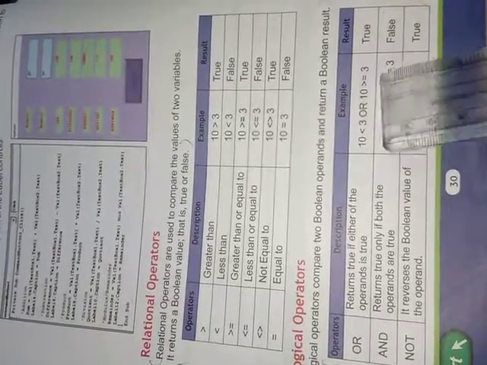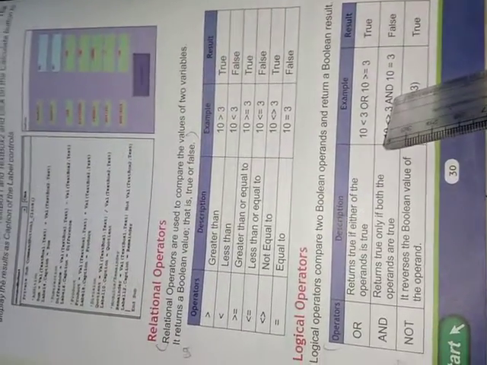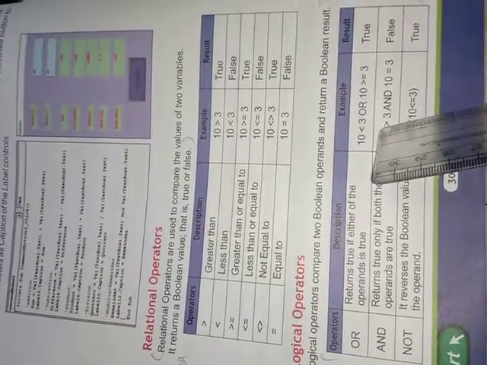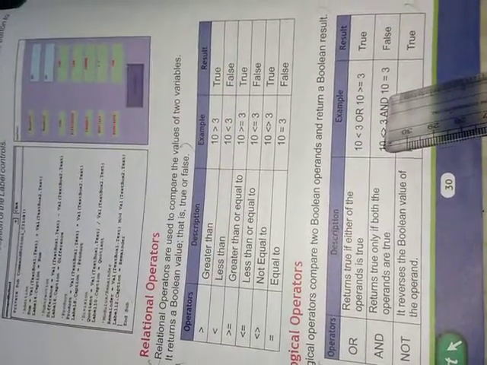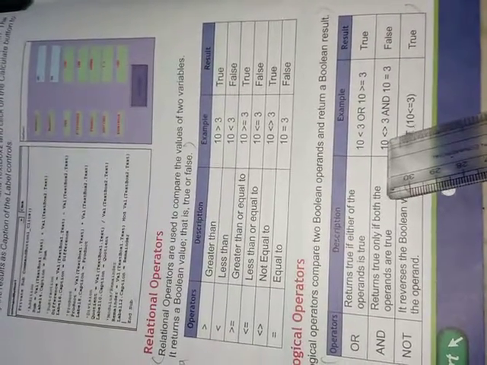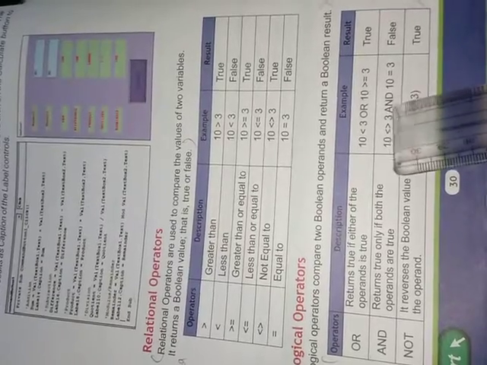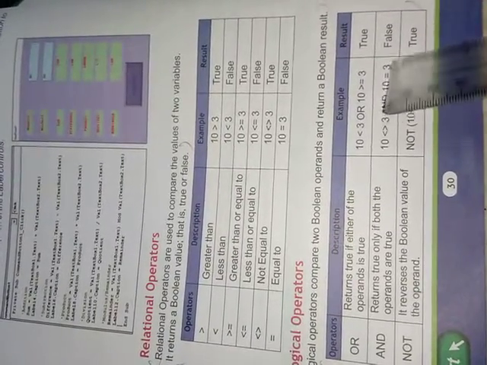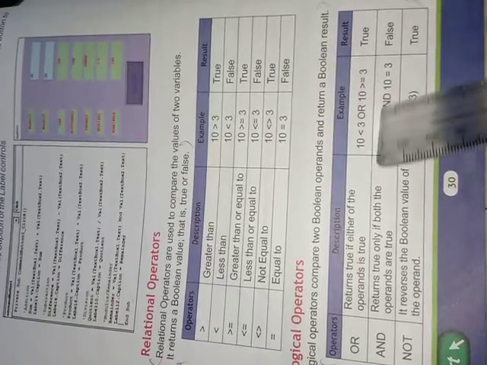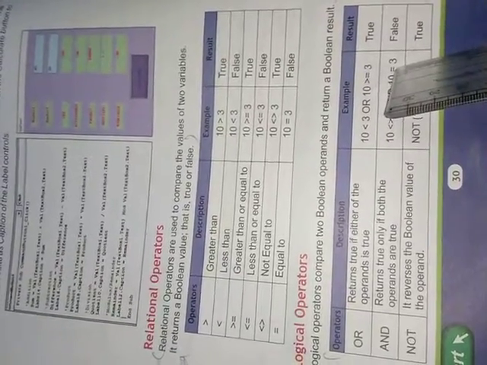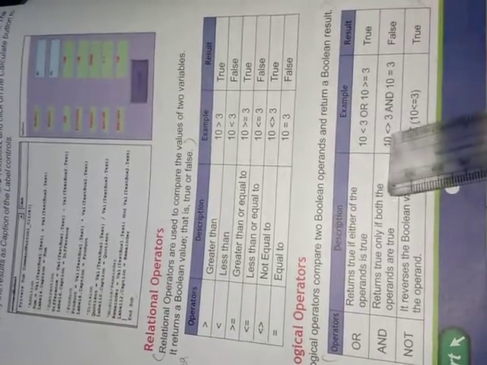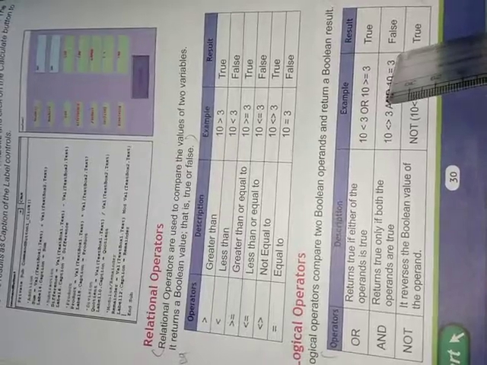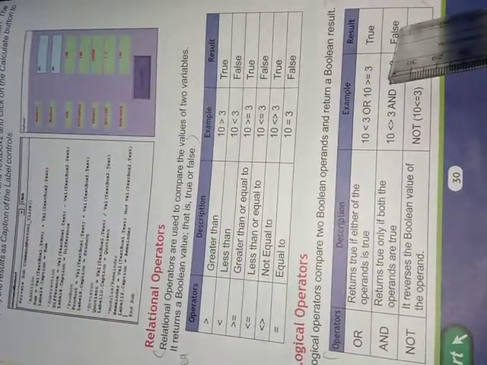And the AND operator returns true only if both the operands are true. For it to result in true, both statement 1 as well as statement 2 should be true if it is an AND operator. 10 not equal to 3: 10 is not equal to 3, true. 10 equal to 3? No, false. So one statement is true, one statement is false, so it will result in false. If both are true, for example 10 not equal to 3 and 10 greater than 3, both the statements are true, that time it will result in true.